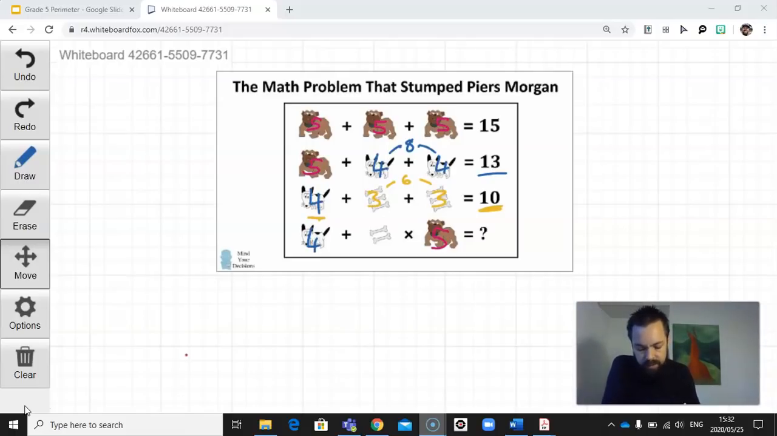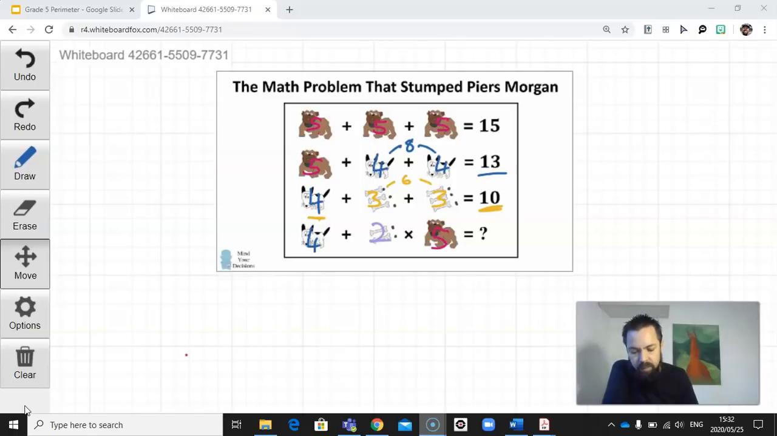Now you will notice that there are 1, 2, 3 bones there, 1, 2, 3 bones, and 3 bones is worth 3. So it stands to reason that 2 bones would be worth 2. And so we can say that this one is worth 2. So I've got 4 plus 2 times 5.